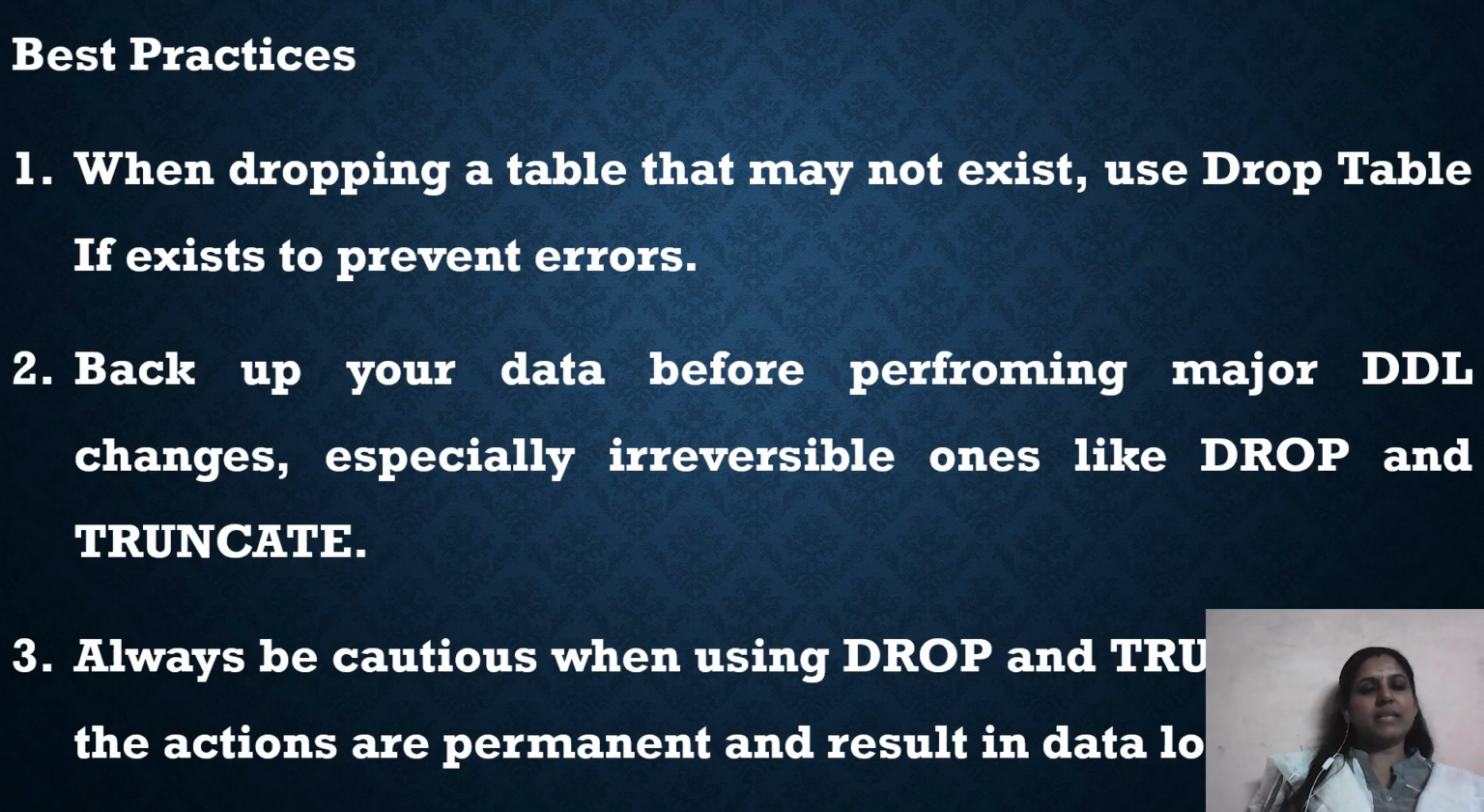The next one is always define primary keys. So every table should have a primary key, that is a unique identifier. So ensure data integrity and faster joins. The next one is use constraints properly. Apply not null, unique, check and foreign key constraints. So it prevents invalid data and maintains relationships. The next one is name objects clearly and consistently. Use meaningful names. Example, employee salary instead of ES. So don't make it very short.